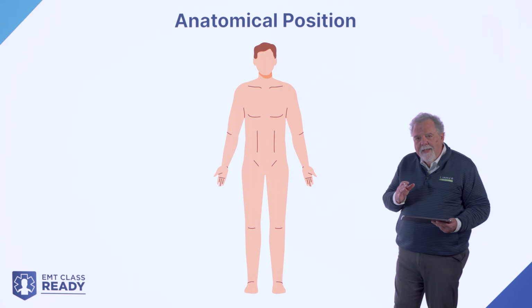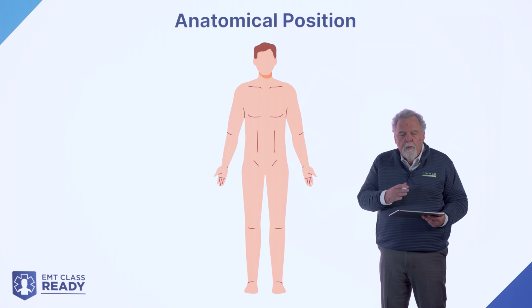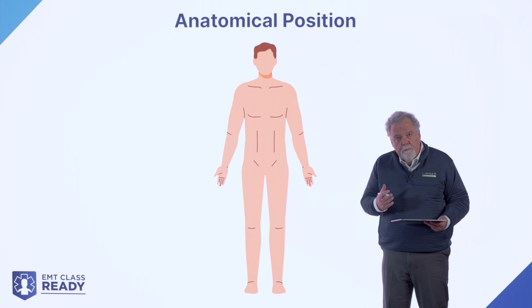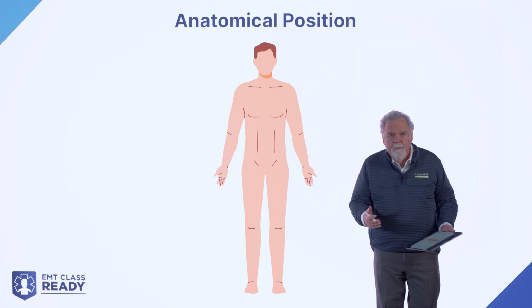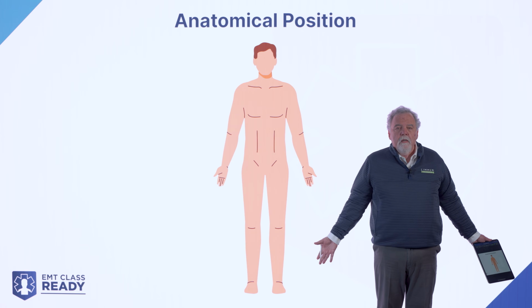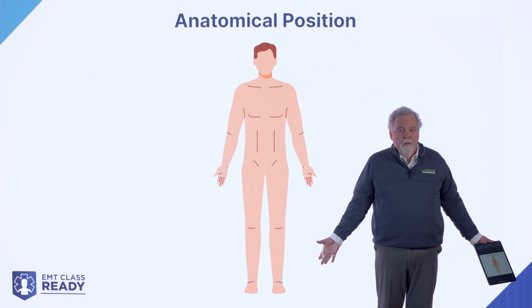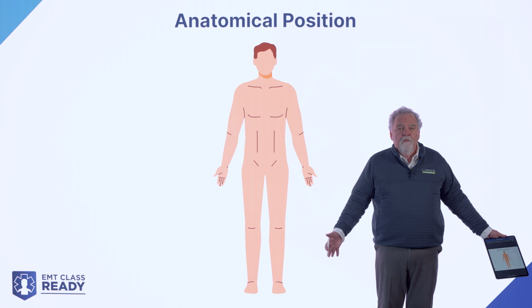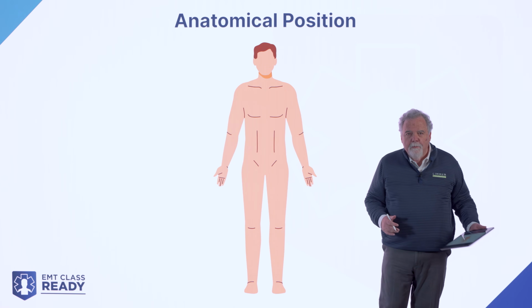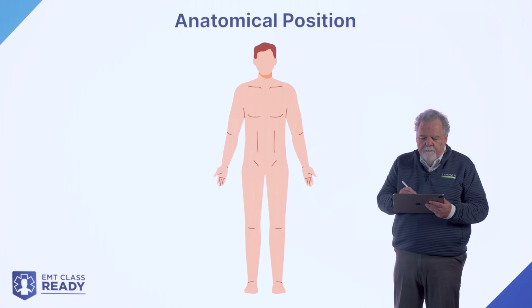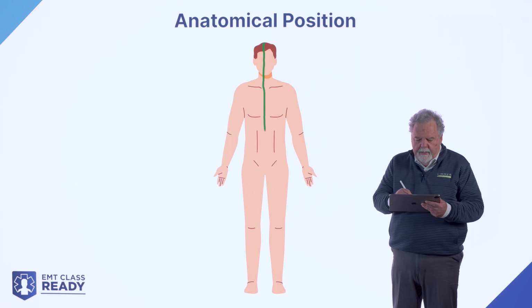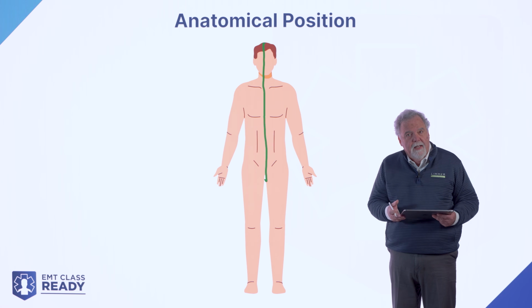Now, the body has a midline. Right? And it's always determined in this anatomical position. Anatomical position basically is someone standing with their palms facing forward, right? Not backwards, forward. And let's see why that's important. Let's draw that midline right down the center of the body, right? That's midline. It makes a lot of sense.